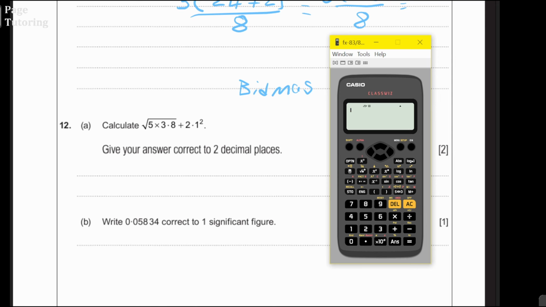So we've got square root, so we've got our square root sign here. What's in there? So 5 times 3.8. Now we're going to go out. So I've just clicked the sideways button there. You can do that on your calculator. So we want to get out from under that square root sign. So then plus 2.1, and we want it squared. So we've got this x squared here.